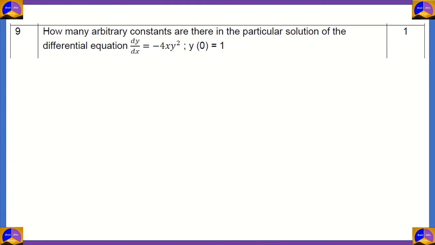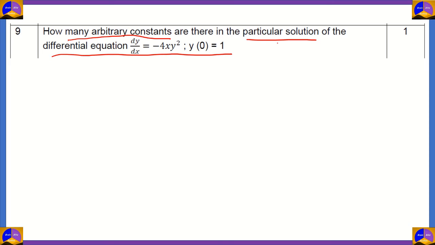Now let's look at question number 9. How many arbitrary constants are there in the particular solution of the differential equation dy by dx is equal to -4xy squared, where y of 0 is equal to 1? So the answer here lies especially in the question.